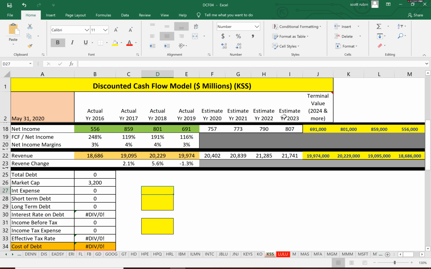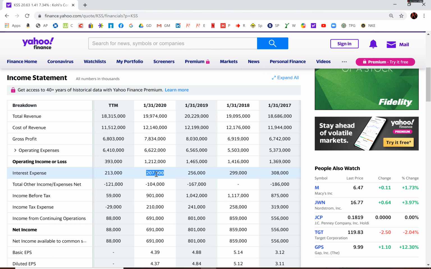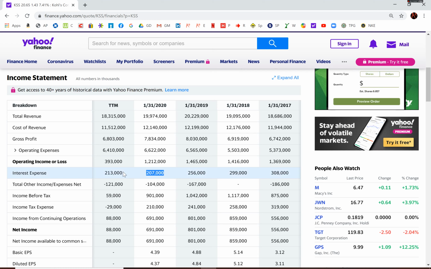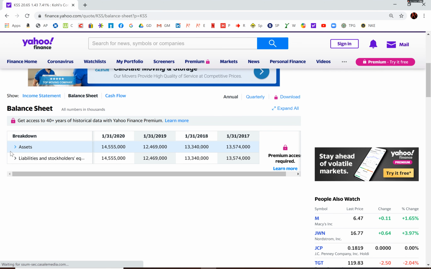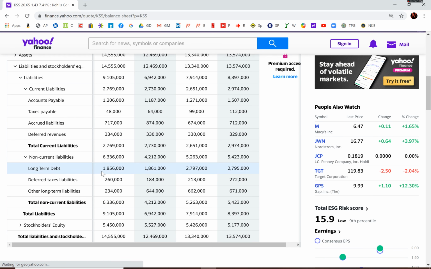Now we need to look at the capital structure of Kohl's to figure out the discount rate. We need to apply it to future cash flows. And the interest expense on the income statement is 207 million. That's the interest Kohl's pays on its debt. Now let's see how much debt they have. We'll go to the balance sheet and then the liability section. No current debt. Long-term debt of 1.9 billion.